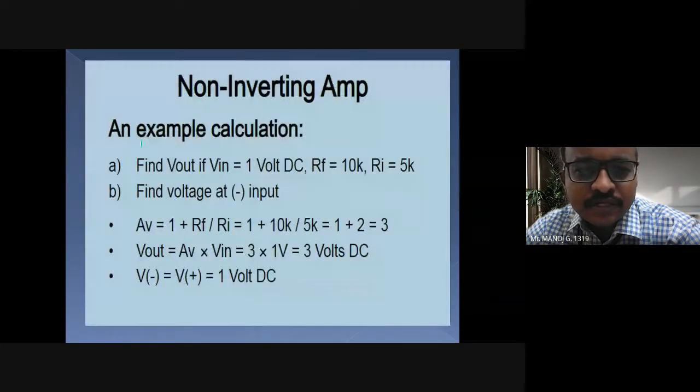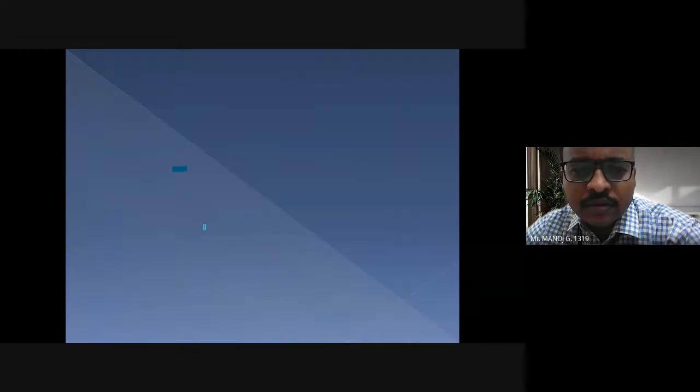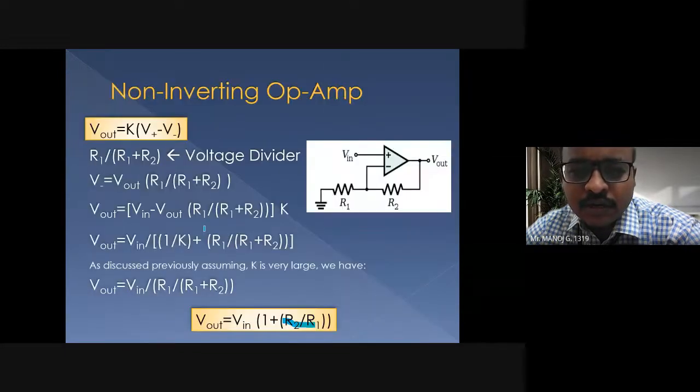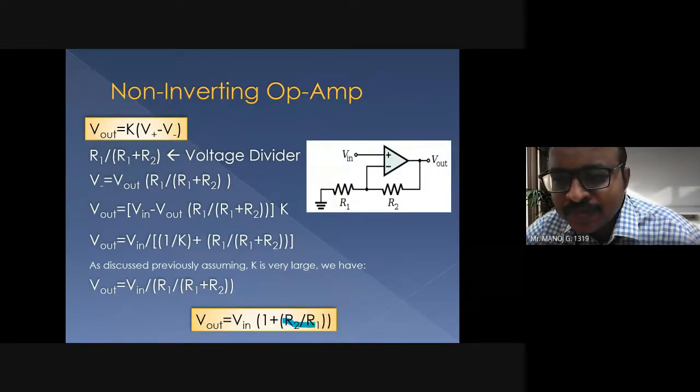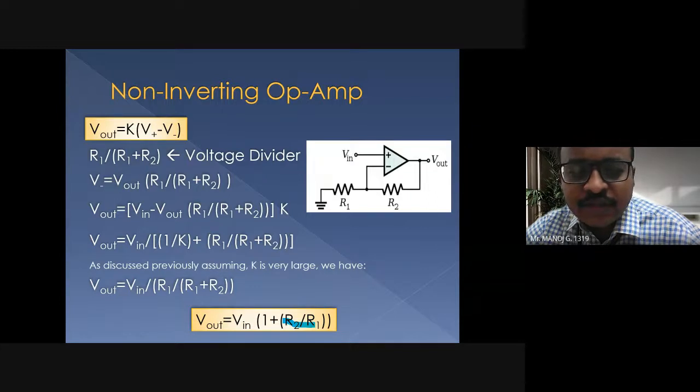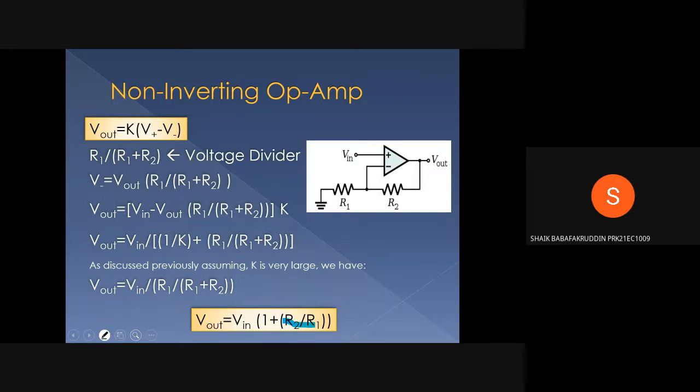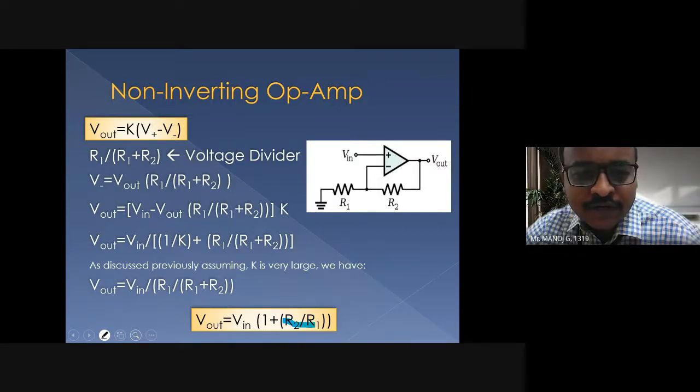This is an example for a non-inverting amplifier. You have to find out the V out. Calculate. Now take out the question. I'll give you the question. Let's see, we calculate. Find out the V out, given that V in is equal to 1 volt. Non-inverting, not inverting. Take down the question.